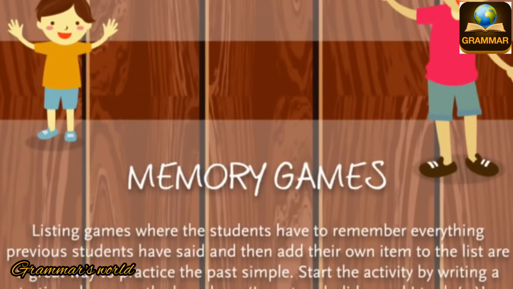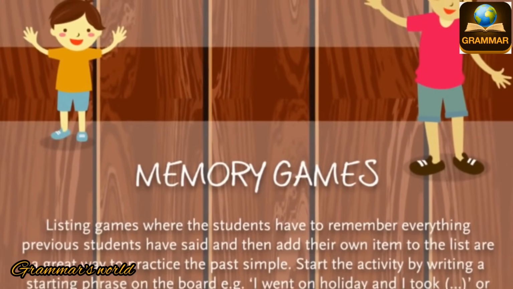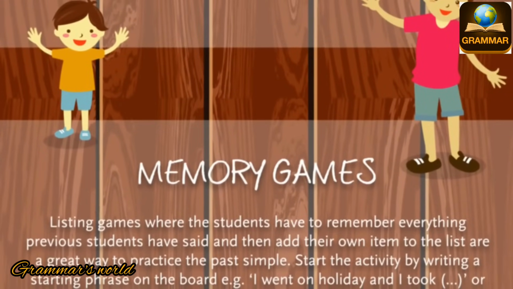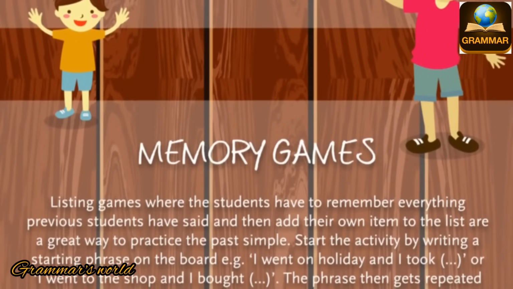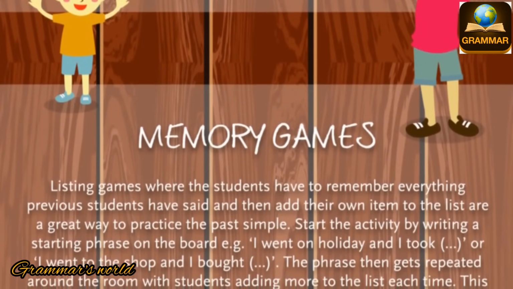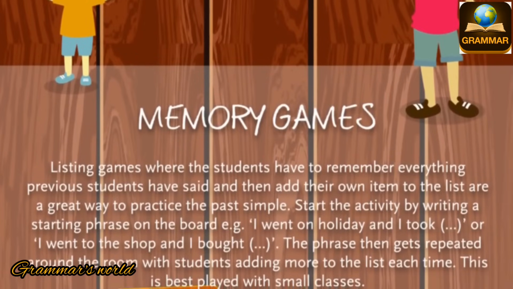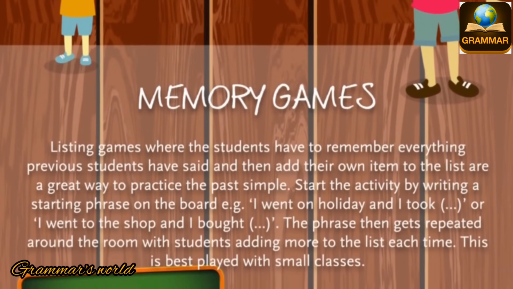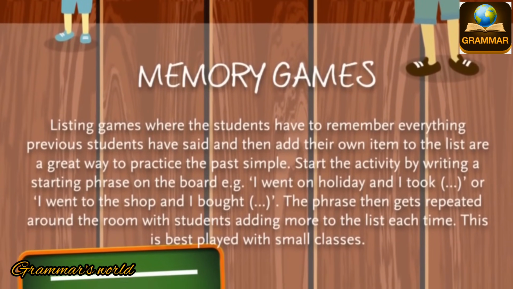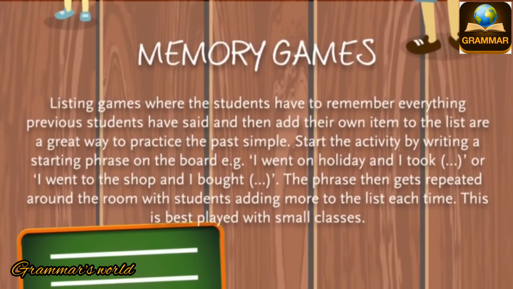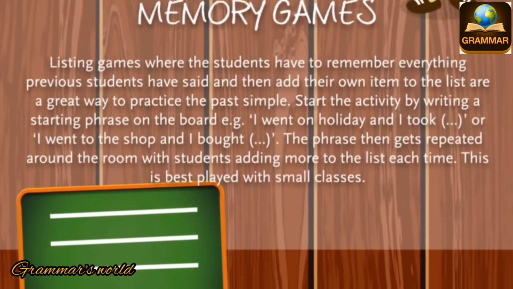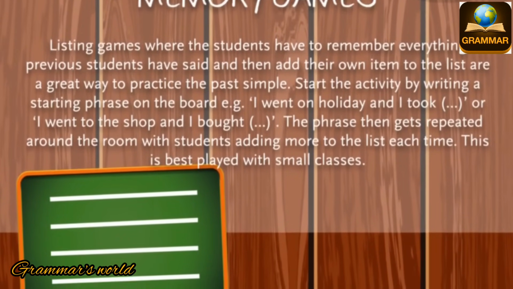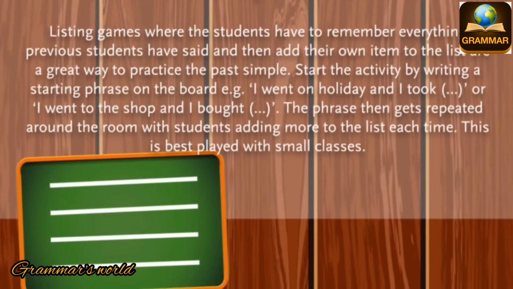Memory games. Listening games where the students have to remember everything previous students have said and then add their own item to the list are a great way to practice the past simple. Start the activity by writing a starting phrase on the board. I went on holiday and I took, or I went to the shop and I bought. The phrase then gets repeated around the room with students adding more to the list each time. This is best played with small classes.